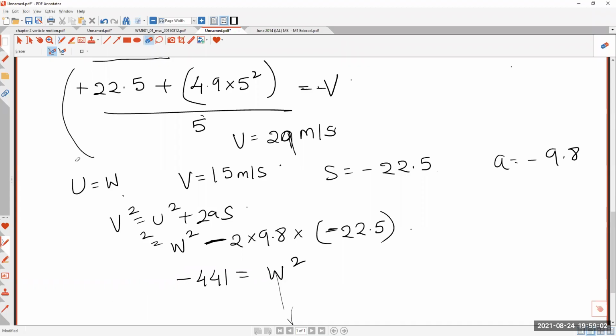21.75 whole square, what do you get? 473.06. Subtract 441 from it and take the root to answer. Is that the correct answer? 5.6. 5.67. 5.66. 5.67. Now Nafisa, Sneha, 6.7 or same? Oh, just 6.6. Okay.